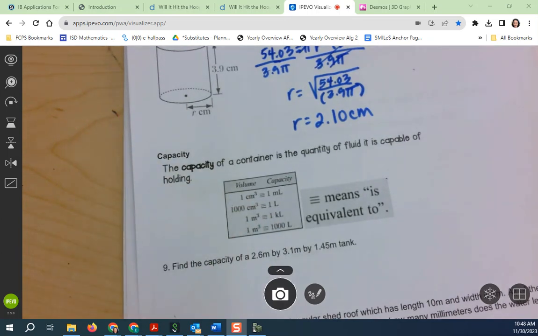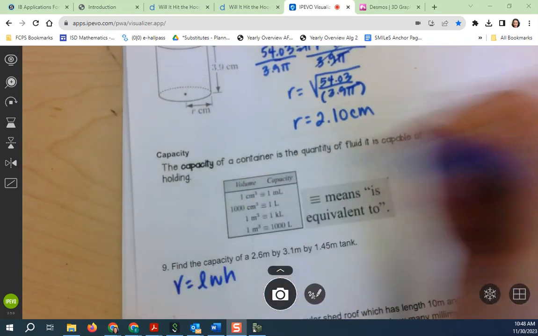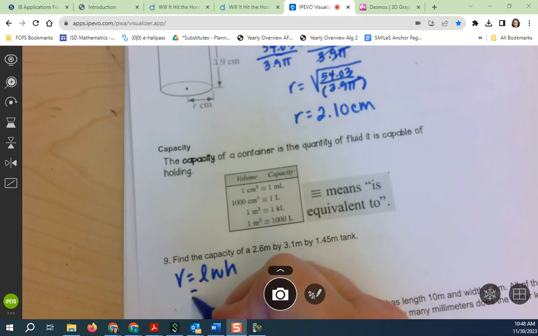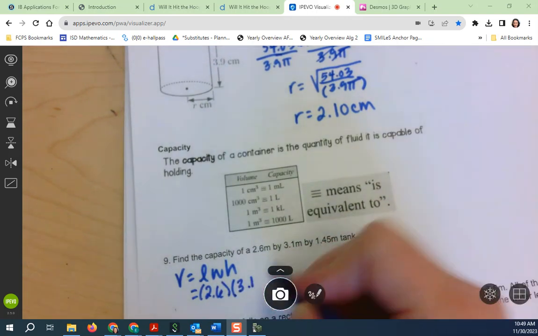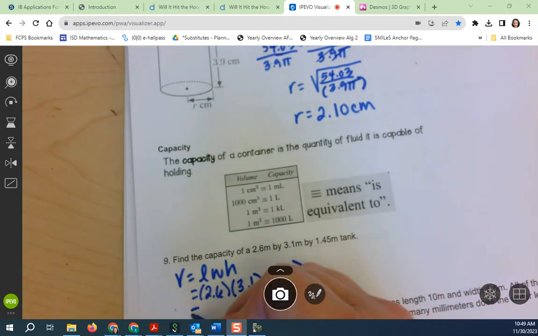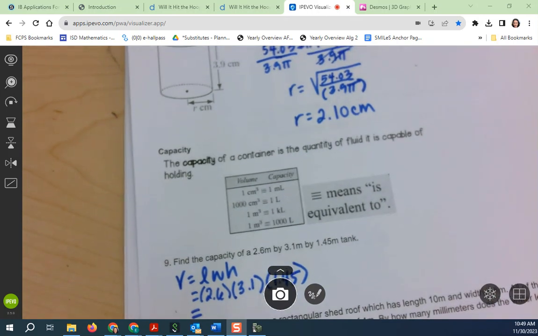So in number 9, it says find the capacity of a tank, and because it's just giving us those dimensions, we can assume that that is a rectangular prism, and so your volume is just length times width times height. That's it. So volume, length, width, height. All right, so go ahead and put that in your calculator, and we'll get an answer in cubic meters, and then we'll change it to a capacity measurement.